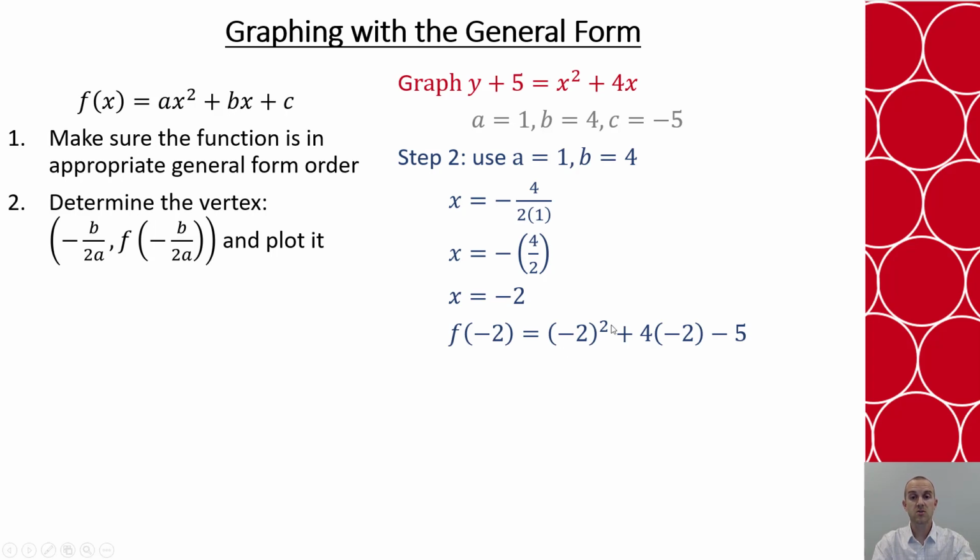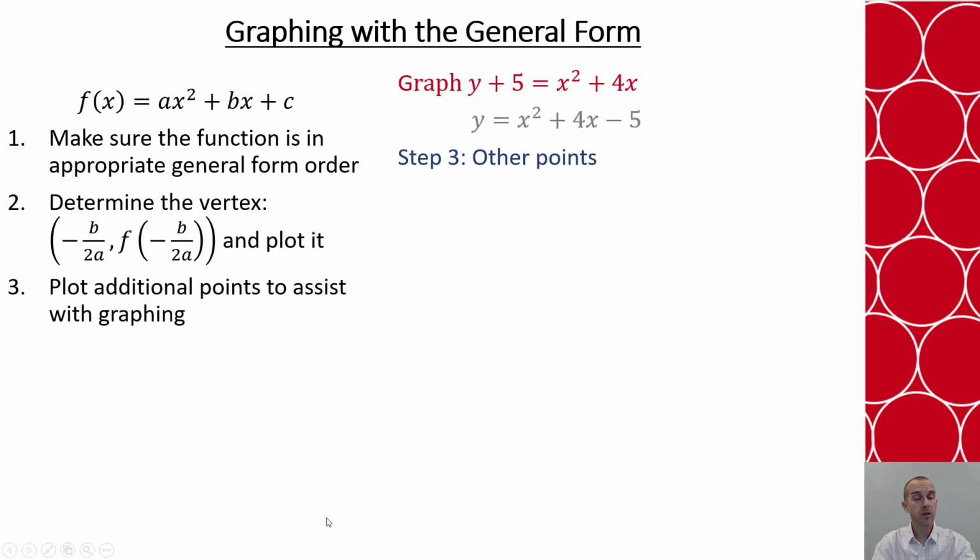So that's negative 2 squared plus 4 times negative 2 minus 5, which is 4 minus 8 minus 5. So I get negative 4 minus 5, which is negative 9. So I have a vertex at negative 2, negative 9. Now I can look for other points.